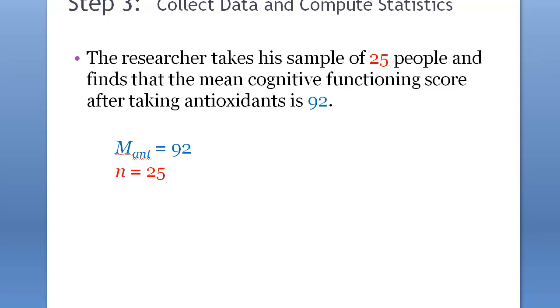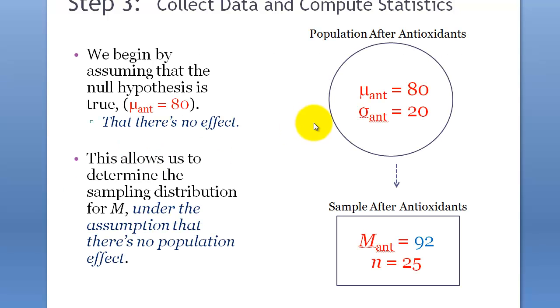Let's look at this research scenario again. The researcher takes his sample of 25 people and finds that the mean cognitive functioning score after taking antioxidants is 92. So the mean of the cognitive score was 92 from the sample, and the sample size is 25. In other words, it's like this.